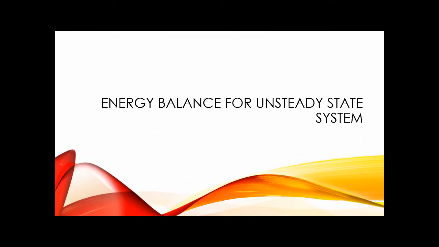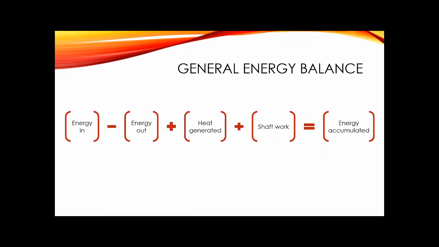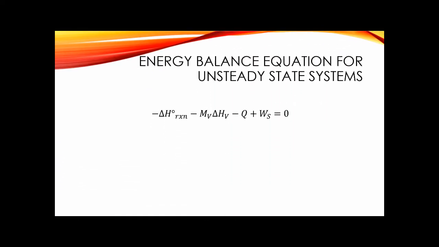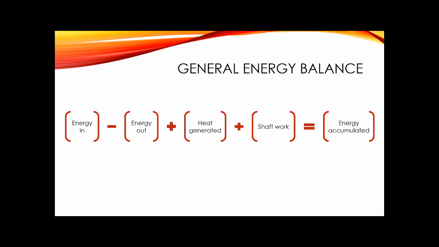Now, going to energy balance. If you remember your general energy balance equation: energy in minus energy out plus heat generated plus shaft work is equal to energy accumulated. Again, we have a non-zero accumulation, so again, you do not equate this to 0 for unsteady states. Instead, there is energy accumulating in the system, or there can be a net energy loss in the system. So it's either a net energy gain or a net energy loss. That's for unsteady state.